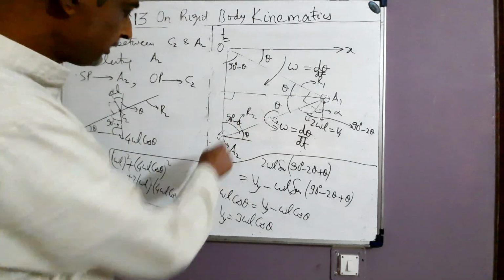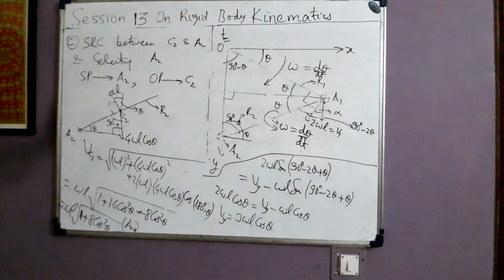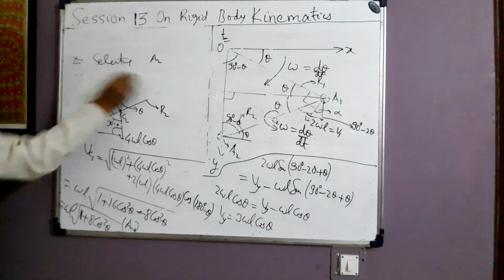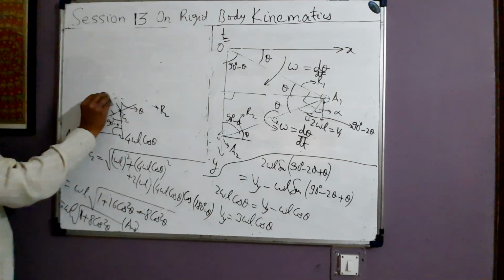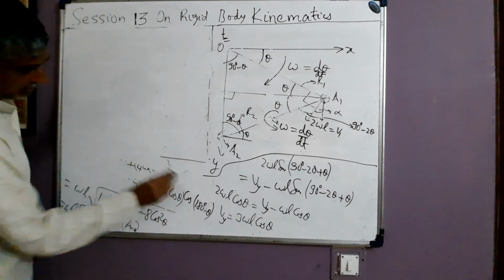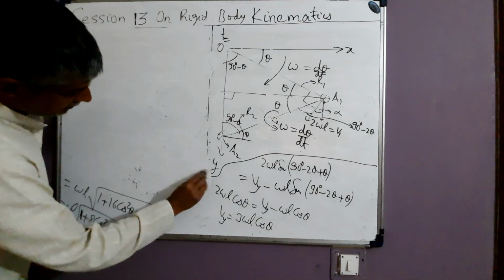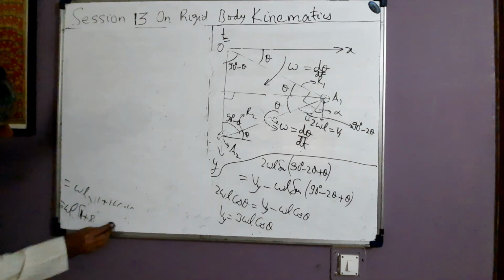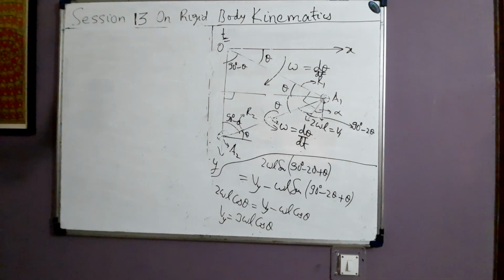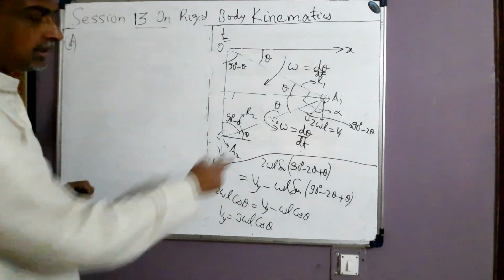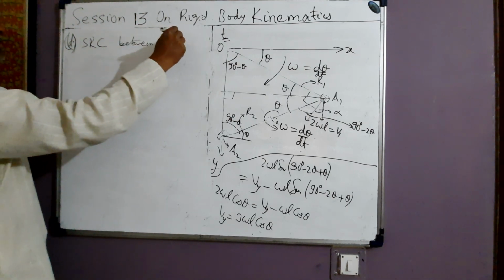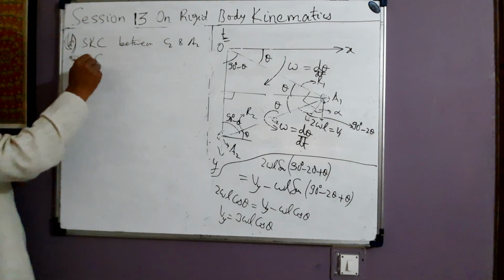Now D is, we apply SRC between C2 and A2 and select C2. SRC between C2 and A2 and selecting C2.